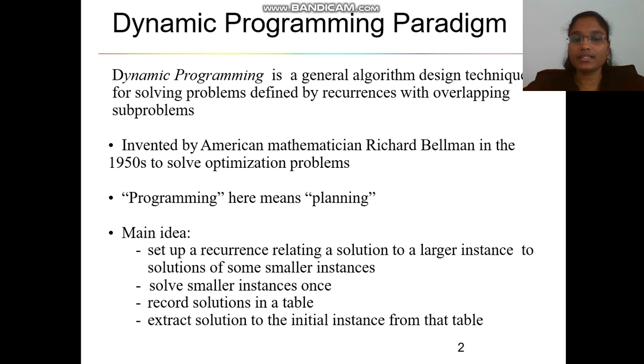So the main idea is to set up a recurrence relation relating a larger instance to solutions of some smaller instances. So when we have the recurrence relation for smaller instances, that can be related to the larger instance also. First we'll solve the smaller instances once. The solutions for that will be recorded in a table, and those solutions can be extracted for the initial instance from that table.